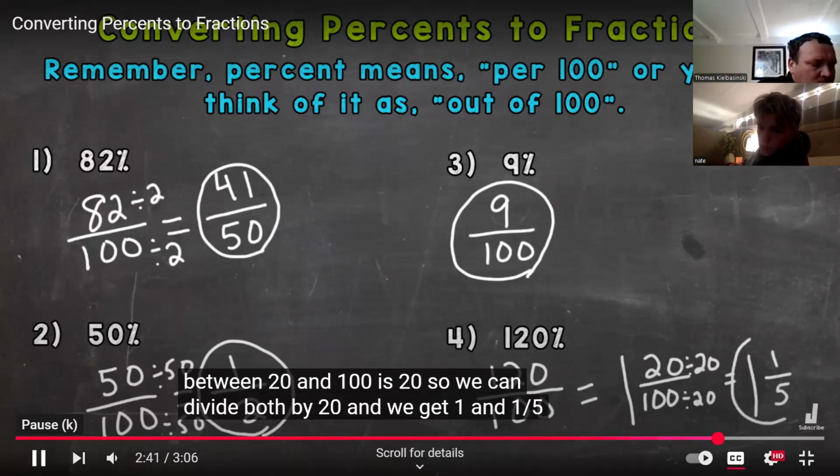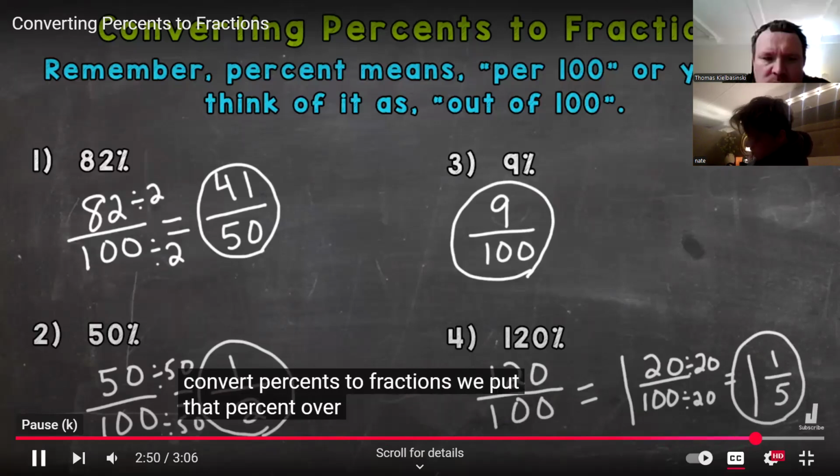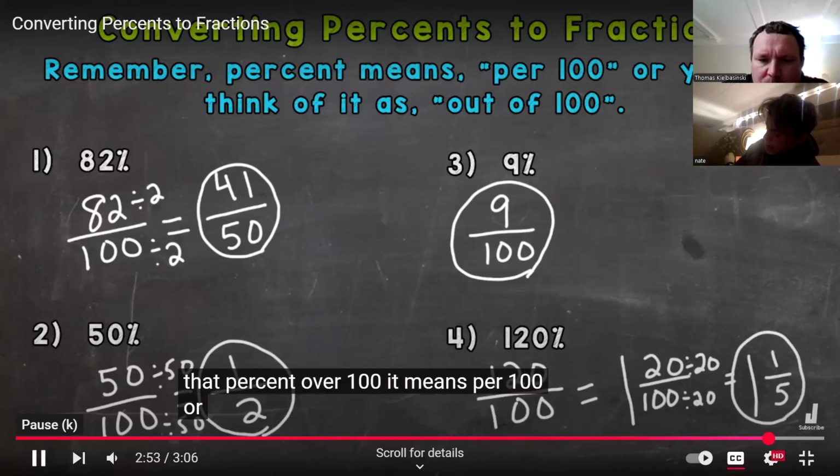So there you have it. That's how we convert percents to fractions. We put that percent over 100. It means per 100 or out of 100. Hopefully that helped. Thanks so much for watching. Until next time, peace.